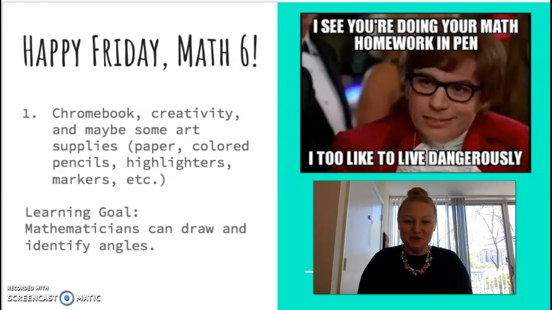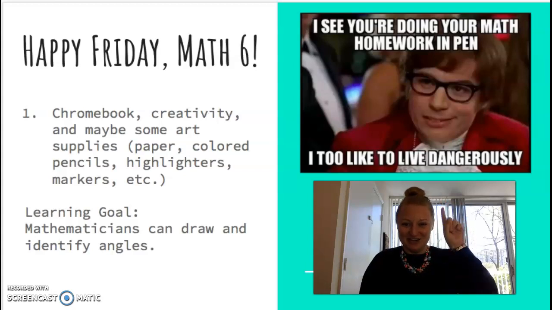Today you are going to need your Chromebook, some creativity, and maybe some art supplies depending on your choice. You might want to be thinking about where white computer paper or construction paper might be, colored pencils, highlighters, markers, etc. Or if you prefer to do your work digitally and you have an app you really like to use, or if you want to use Google Drawings like we did for yesterday's assignment, you can feel free to do that.